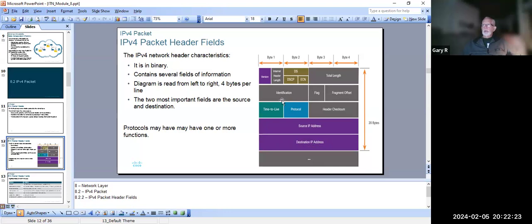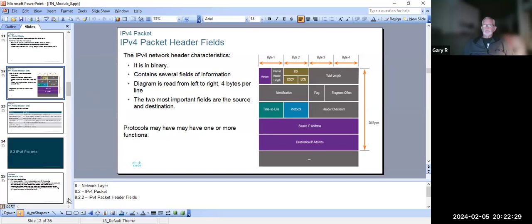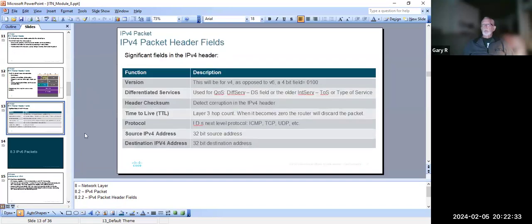We can talk about these 3 fields up here at another time, but I don't want to overly complicate things right now. Okay, so just a few things that I went through here. Version, time to live, protocol, source, and destination IP address. If you get into differentiated services, that's a whole other mess in there. We don't need to talk about that.